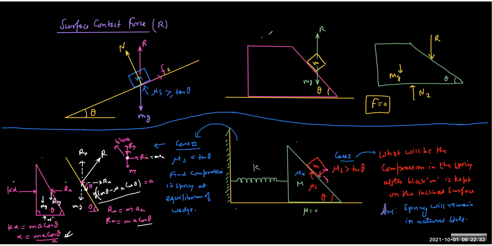So the wedge is at rest, the block is in motion. So how much force do you need to apply to keep the wedge at rest? Rx, exactly Rx. And Rx is what? Rx we have got, ma cos theta. Correct. And A we know already, because the wedge is at rest, so we know the acceleration of the block with respect to the wedge.